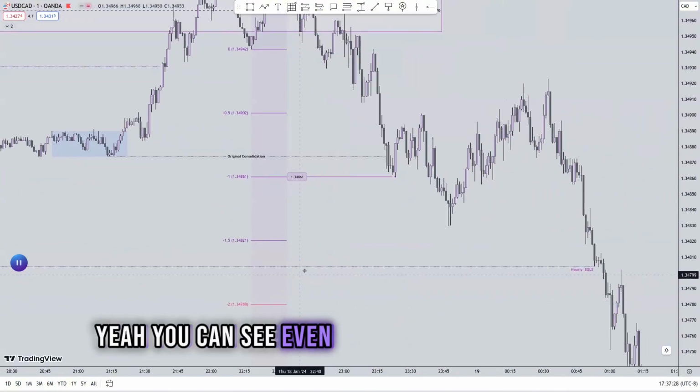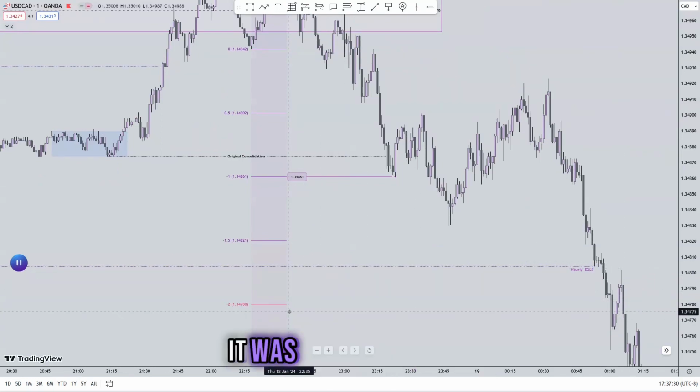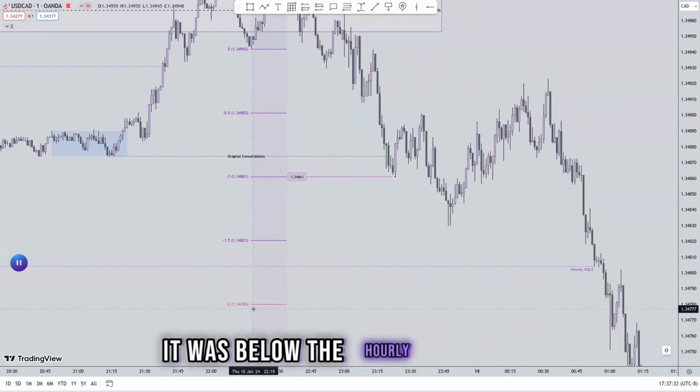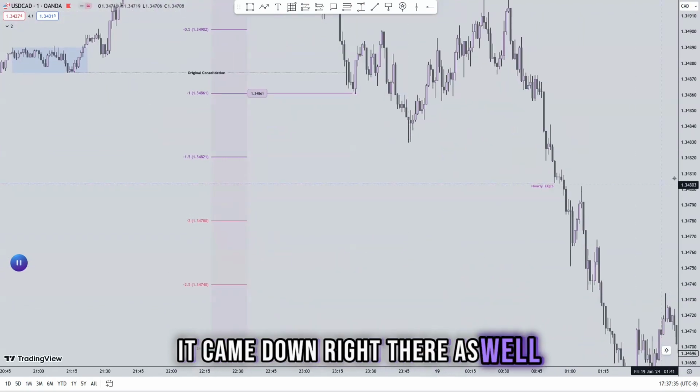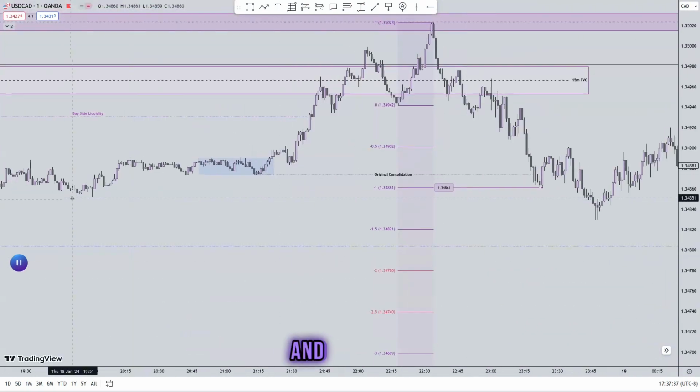Yeah, you can see even came below the standard deviation. It was below the hourly equal lows. It came down right there as well. And that's it.